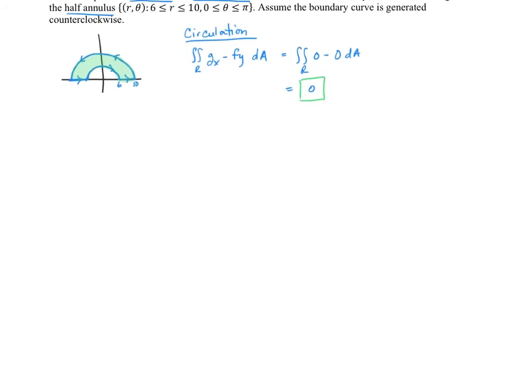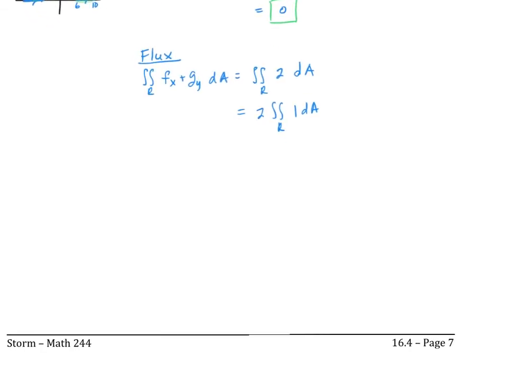Let's try flux. Remember, when we compute flux, it's a double integral, f with respect to x plus g with respect to y. That would be 1 plus 1, or 2. Okay, so if I factor out the 2, this is the double integral over this region of 1 dA, and I'm computing the area of the region.